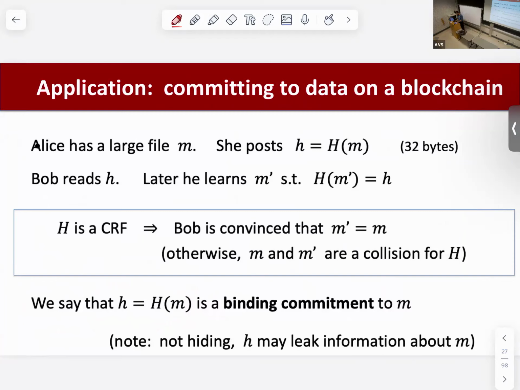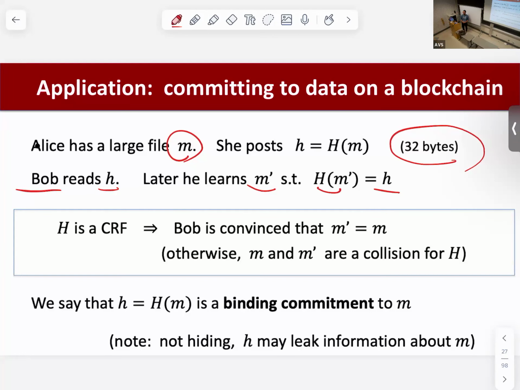For example, let's say Alice has a large file M and she wants to post this file to the blockchain, because the whole point of blockchains, if you remember, is that we want to store some transactions, right? So instead of sending all that data, she sends the hash of that data, which is much, much smaller. And then, if you want to check the commitment, the other user, Bob, can read H, and then later she can find M prime such that H of M prime is H.